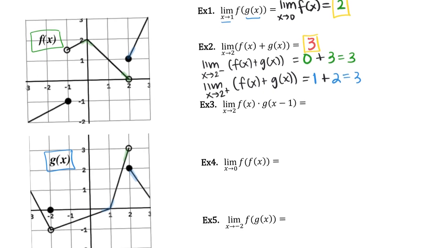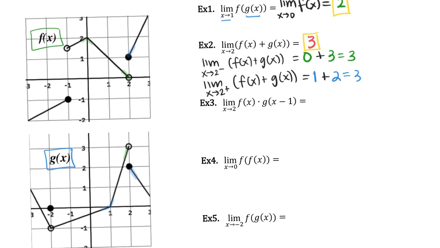Okay, let's look at example 3. The limit as x approaches 2 of f of x times g of parentheses x minus 1. Okay, there's a lot of things going on. Okay, limit as x approaches 2 of f of x. That's a problem because it does not exist. So we already have a problem.